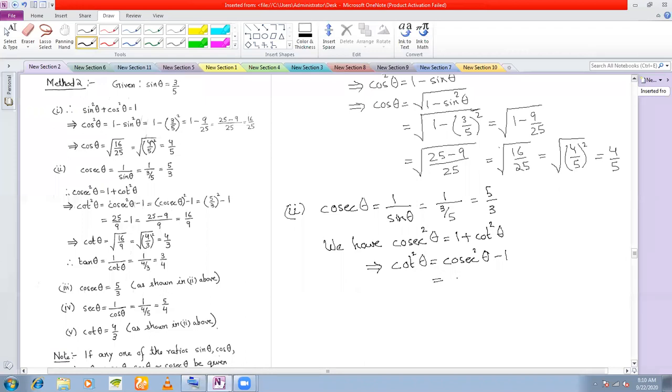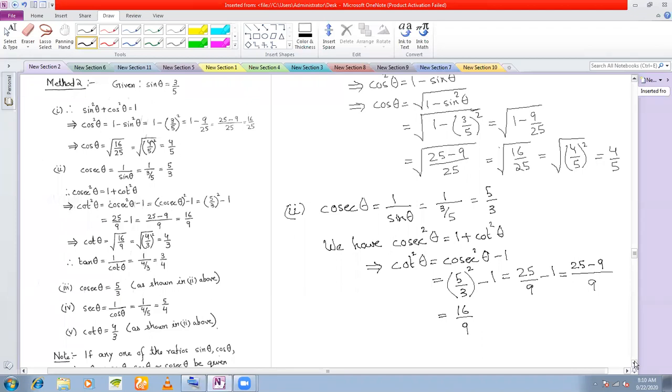So what is the value of cosec square theta that we have found out? Cosec theta we have found 5 by 3, so 25 by 9 minus 1. Now if you take the LCM, this will be 25 minus 9, which is 16 by 9.